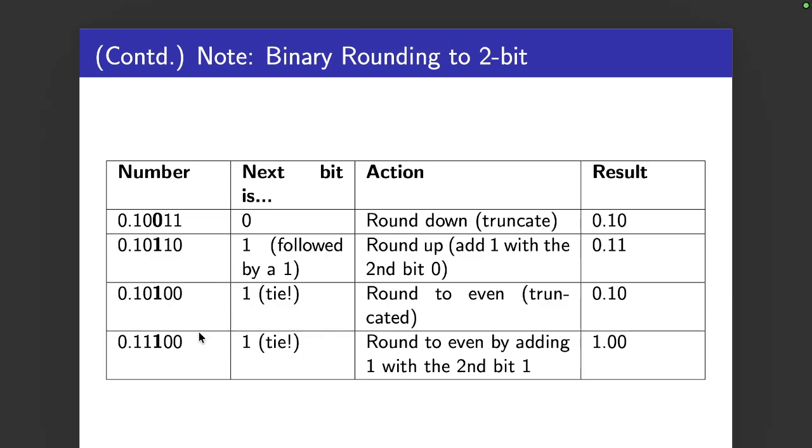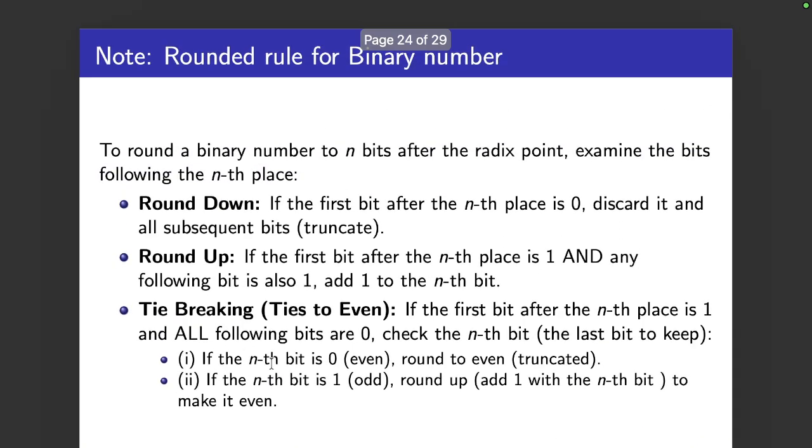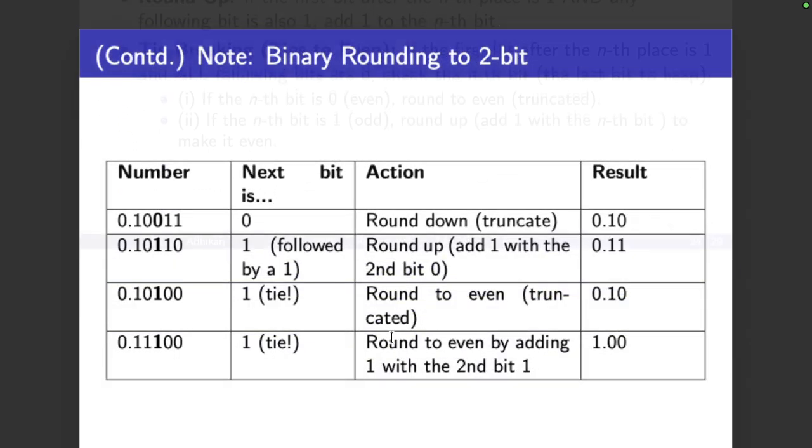Next, a tie. We want to round to 2 bits, this is 1 followed by zeros. So we simply truncate, round to even, this 1 0 1 0. Here the next bit is 1 but followed by zeros. If the nth bit is 0, even, rounded to even means truncate. The nth place is 1 and all following bits are 0. So just truncate this 1 0, and this is rounded to even.